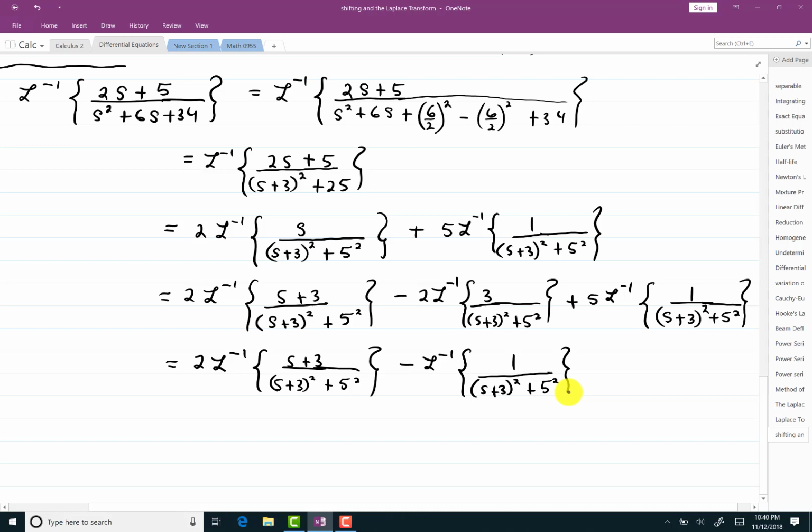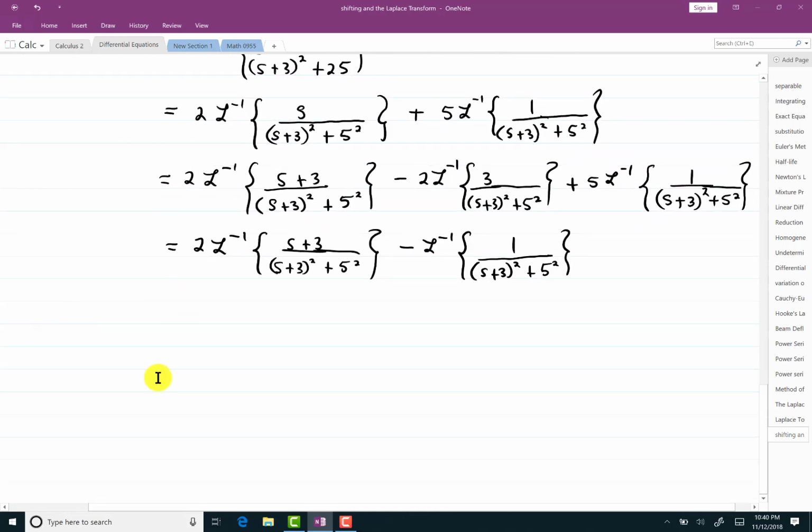And now let me just remind you of something. We had that the Laplace transform of cosine of kt equals s divided by s squared plus k squared. So you can see ours fits the bill, s over s squared plus k squared. The k in this case will be 5, except the s has been replaced with an s plus 3. So that means there has been a shifting to the left here, 3 units.